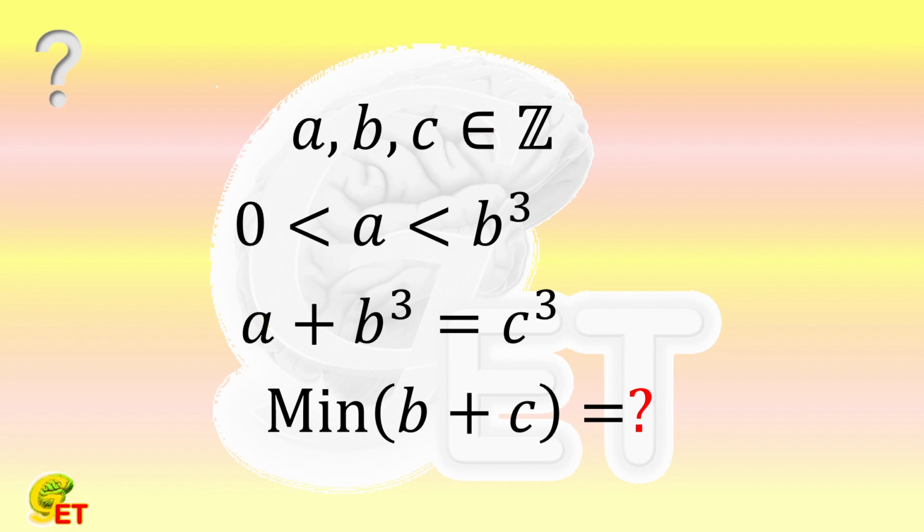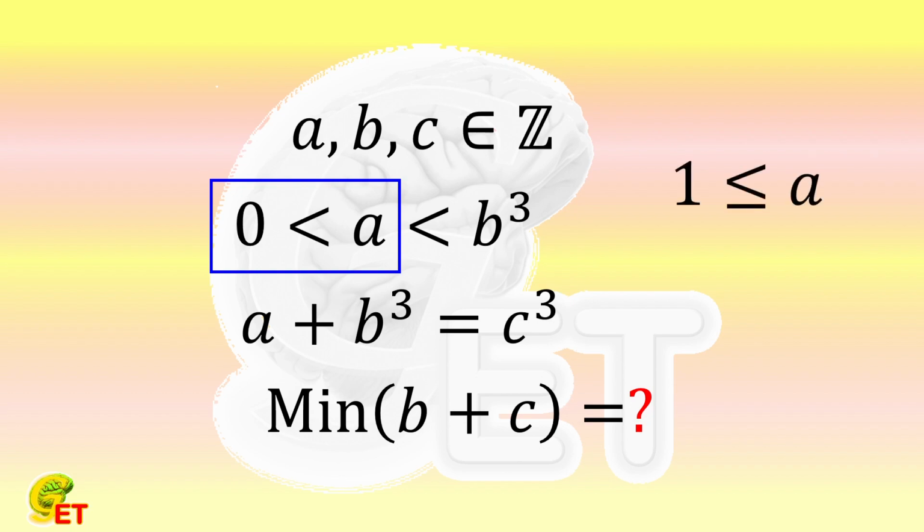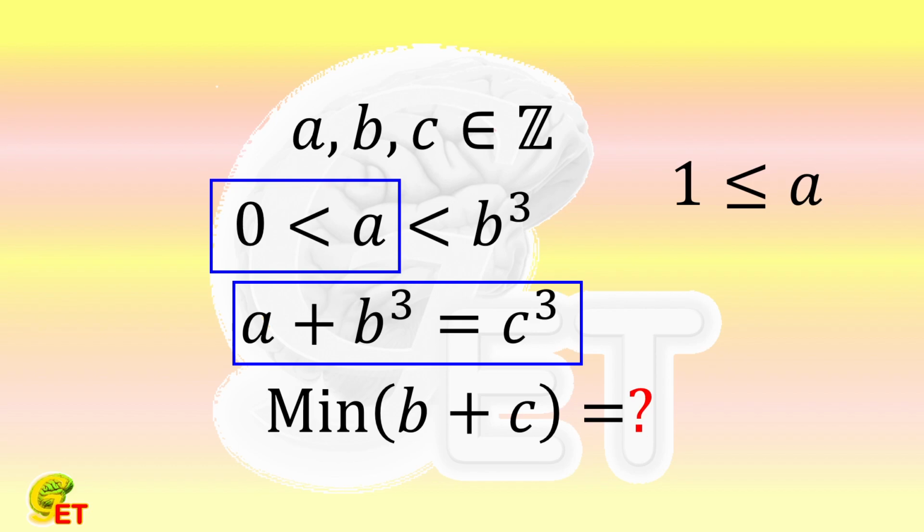a is bigger than 0. Then as an integer, a cannot be smaller than 1. The cube of c is equal to the cube of b plus an integer that is not smaller than 1. Then the cube of c must be bigger than the cube of b. c is then bigger than b. As an integer, c cannot be smaller than b plus 1 then.